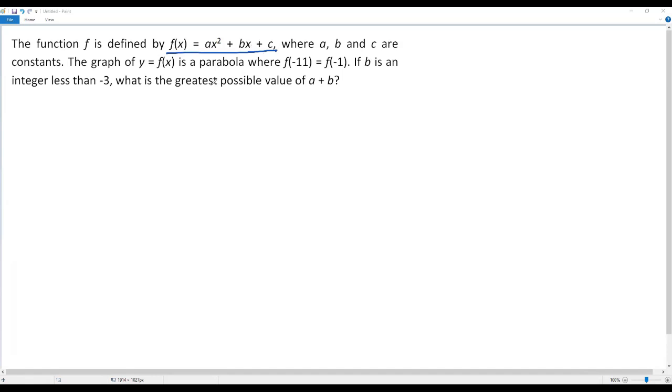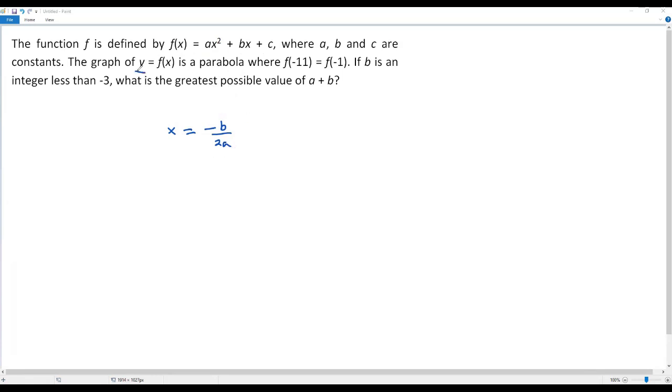Okay, here we have a quadratic function in standard form, that is f of x equals ax squared plus bx plus c. When we have a quadratic function in standard form, there is a formula to get the x coordinate of the vertex of the parabola. That is x equals negative b over 2a. So this negative b over 2a represents the x coordinate of the vertex.